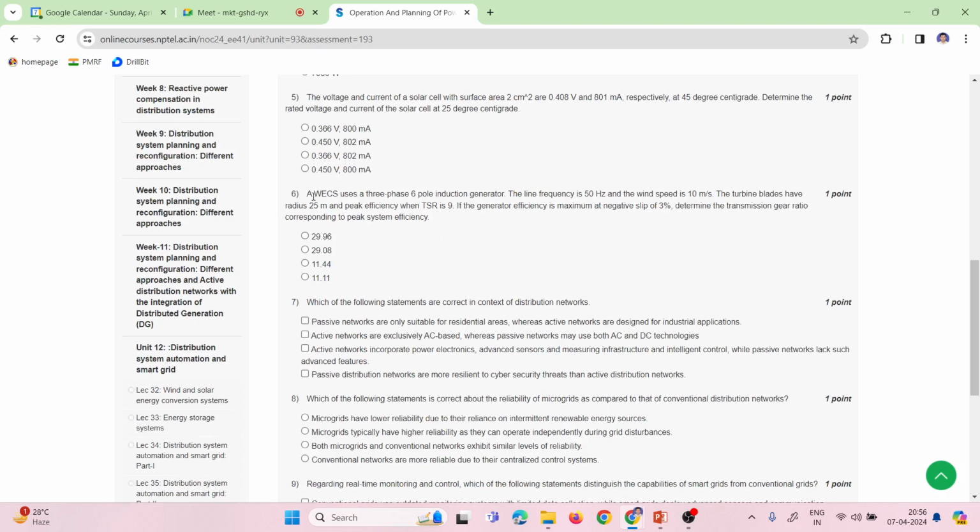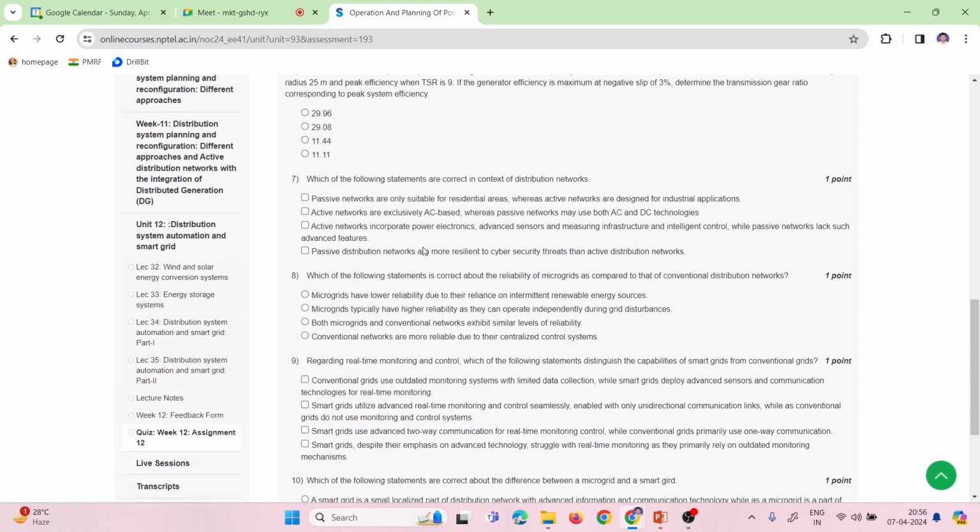Question number 6: a wind energy commercial system with a 3-phase 6-pole induction generator, the line frequency 50 hertz and wind speed is 10 meters per second. The turbine blades have radius 25 and a peak efficiency when TSR is 9. If the generator efficiency is maximum at negative slip of 3%, determine the transmission gear ratio corresponding to peak system efficiency.